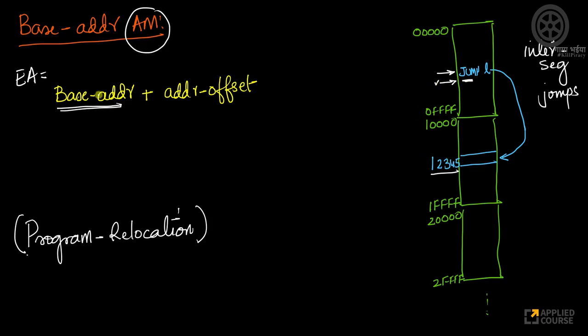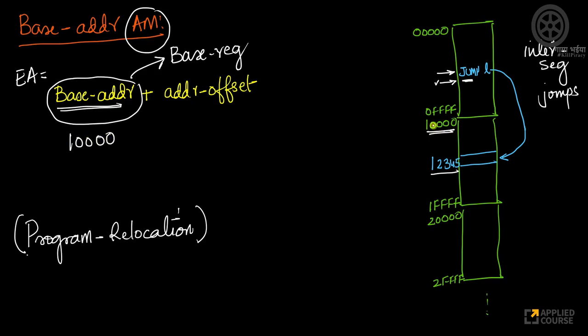what is done here is I have something called a base register. In the base register, I store the base address of the segment that I want to jump into. So I want to jump from this segment to this segment. What is the base address of this segment? The base address of this segment is 10000. It is the address of the first byte, the starting address of this whole segment. So my base address is stored in the base register and that value is 10000 in hexadecimal.